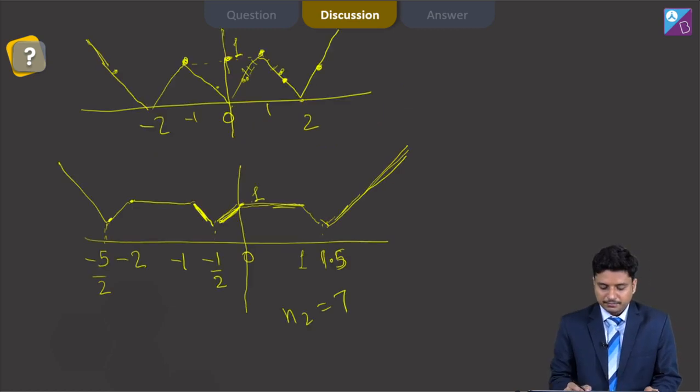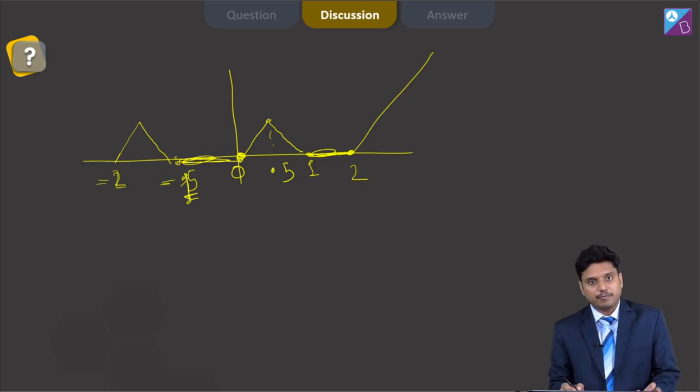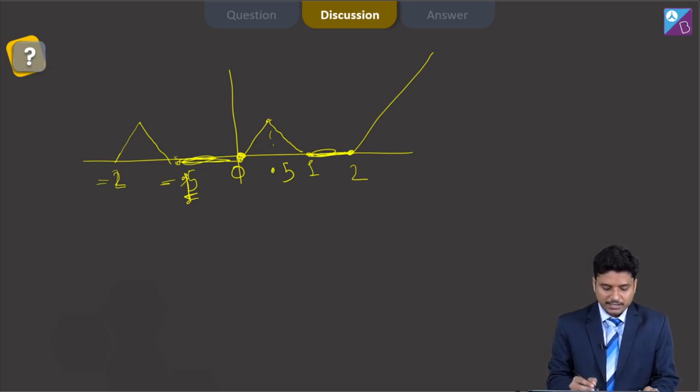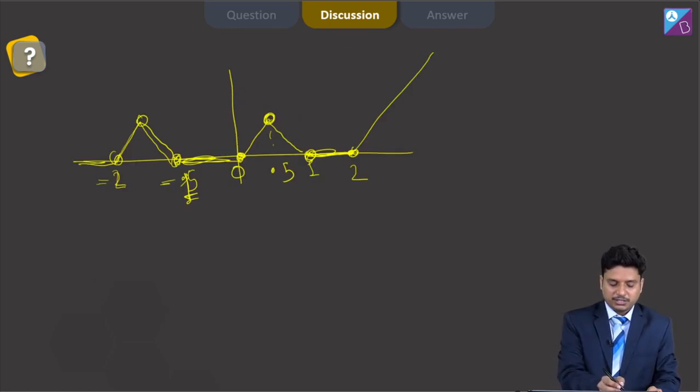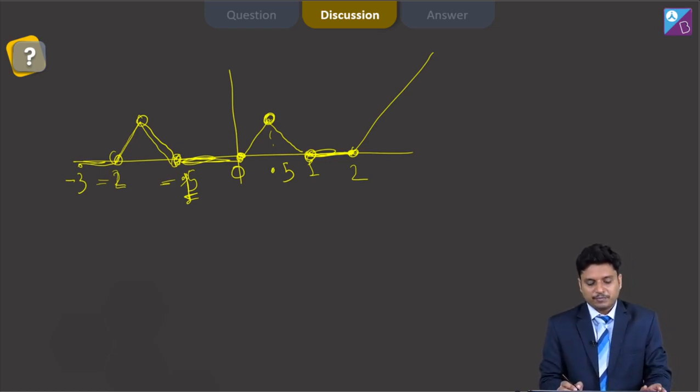minus 2, and suppose you have to find h of minus 2.1, that means minus 2.1 to minus 1.1, that is the part you have to focus on. Suppose we go to the left of this, that means minus 3. So minus 3, what will happen for minus 3.1?